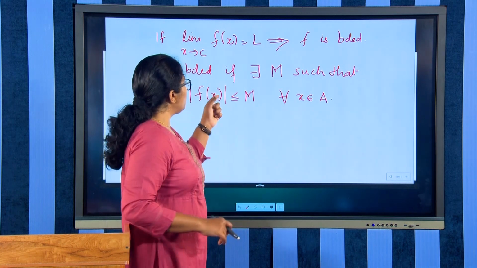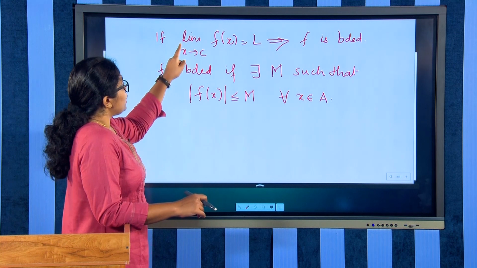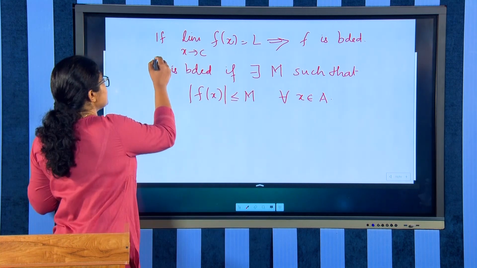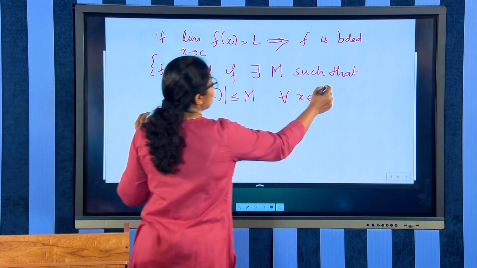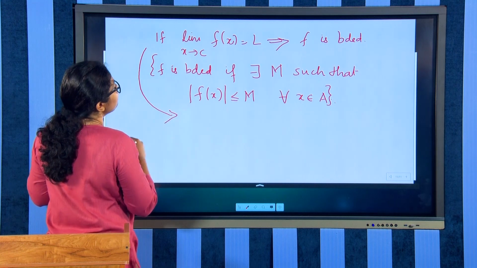So we have this boundedness theorem: if the limit exists, f is bounded. That is what the theorem says. The above is just a definition of boundedness. Now, coming to the proof of the theorem.